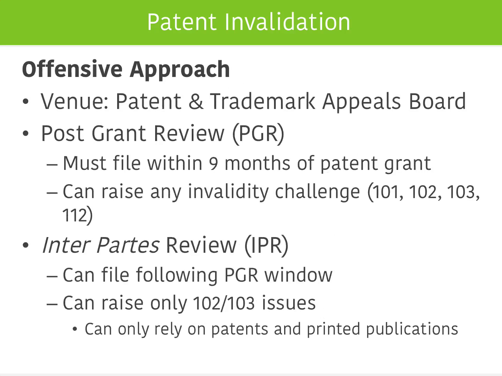And the offensive approach is to try to invalidate the patent offensively. So basically doing a post-grant review. You must file this within 9 months of the patent being granted, and you can raise any invalidity challenge: 101, 102, 103, or 112. But you could also do inter partes review, and this can be filed following the post-grant review window. But it's limited in what you can raise. You can only raise 102, 103 issues.